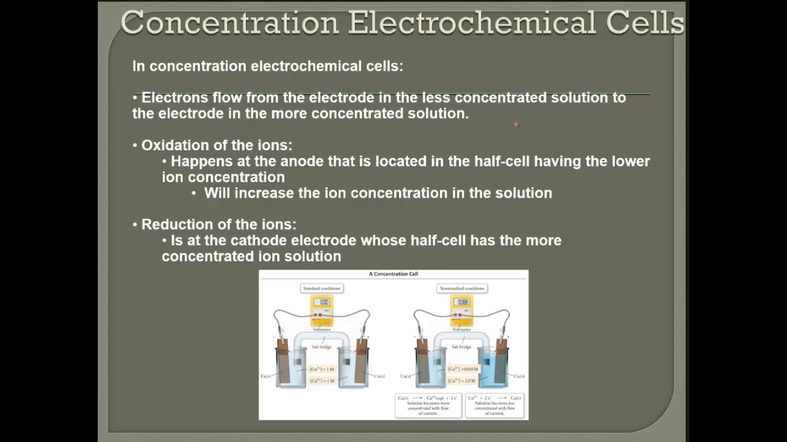The oxidation of the ions happens at the anode that is located in the half cell having a lower ion concentration, and it will increase the ion concentration of the solution. Reduction of the ions happens at the cathode electrode, whose half cell has a more concentrated ion solution.